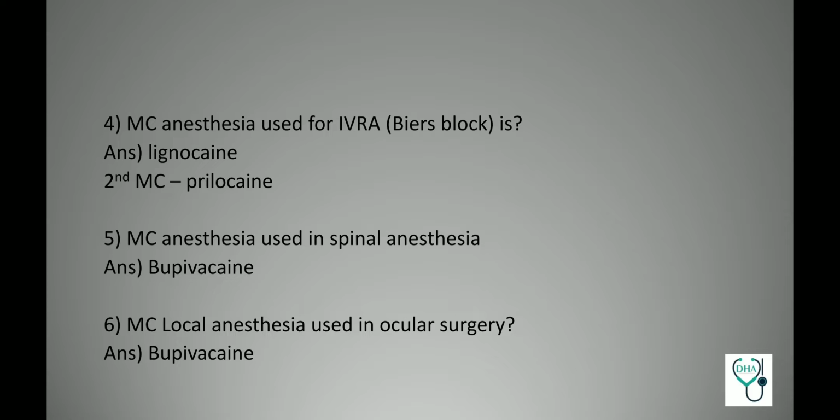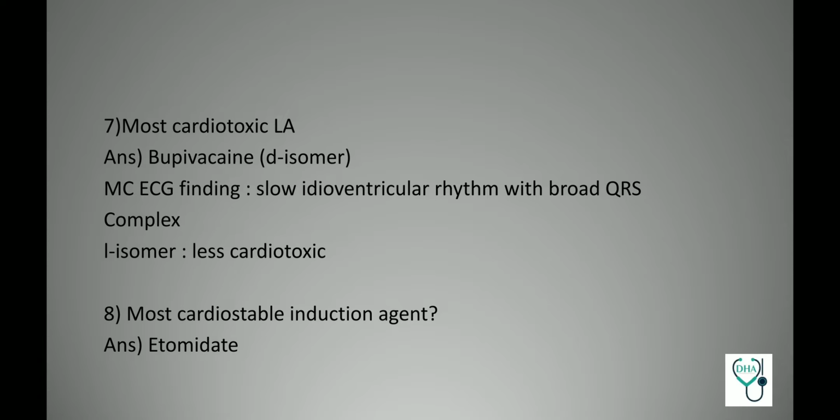Most common anesthesia used in spinal anesthesia, bupivacaine. Most common local anesthesia used in ocular surgery, bupivacaine. Most cardiotoxic local anesthesia, bupivacaine, but only the D isomer of bupivacaine. Most common ECG finding due to this is slow idioventricular rhythm with broad QRS complex, whereas the L isomer is less cardiotoxic.